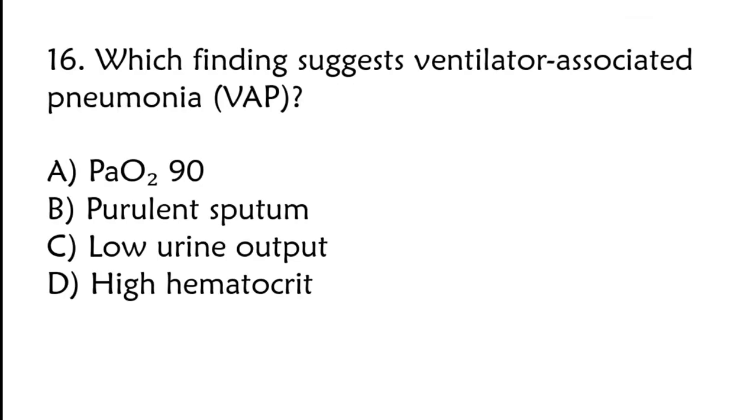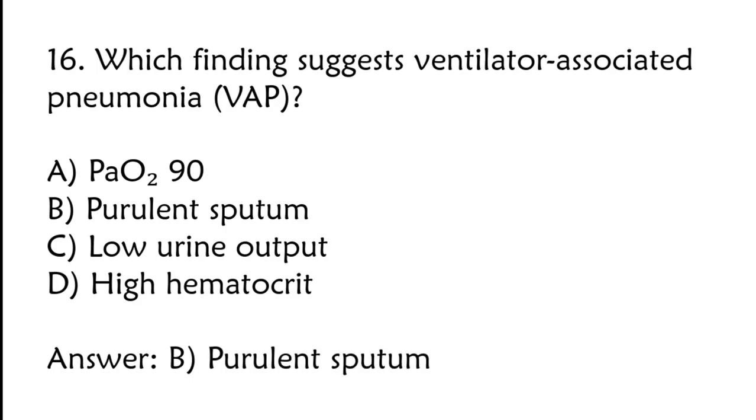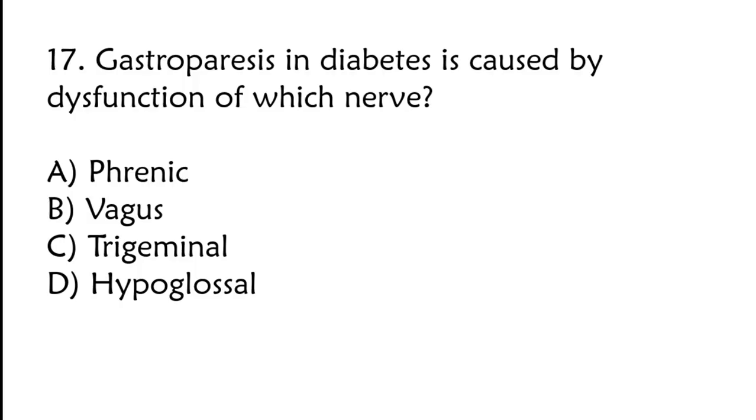Which finding suggests ventilator-associated pneumonia, VAP? Correct answer is B. Purulent sputum. Gastroparesis in diabetes is caused by dysfunction of which nerve? Correct answer is B. Vagus.